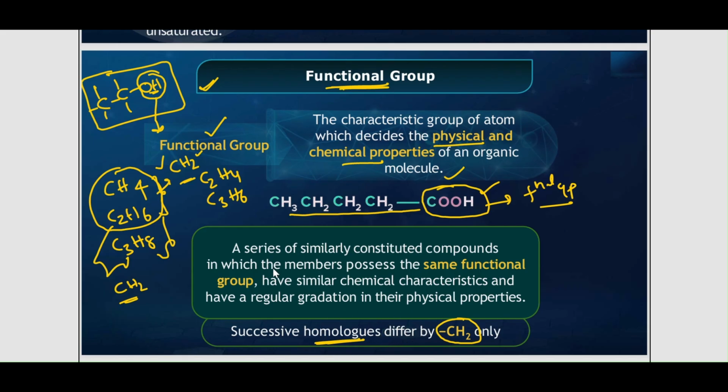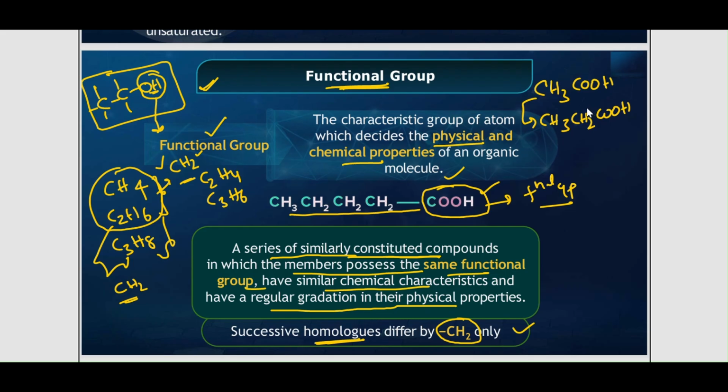Clear. So in that homologous series they have the same chemical properties. A series of similarly constituted compounds whose members possess the same functional group, have the same chemical properties, and have a regular gradation in their physical properties, in which successive members differ by CH2. Suppose I give CH3COOH, and next CH3CH2COOH. These two compounds differ by CH2, so there is a similarity in the chemical properties and a regular gradation in their physical properties. And these two are called a homologous pair.